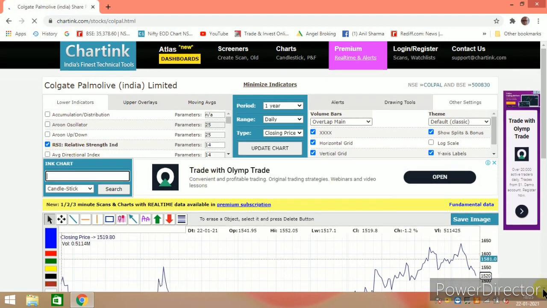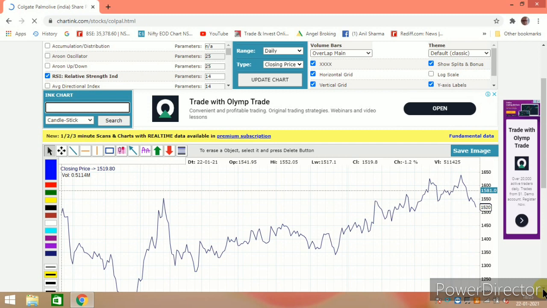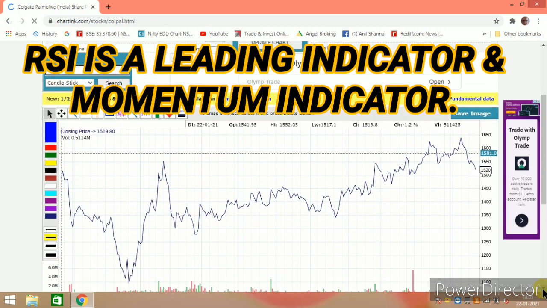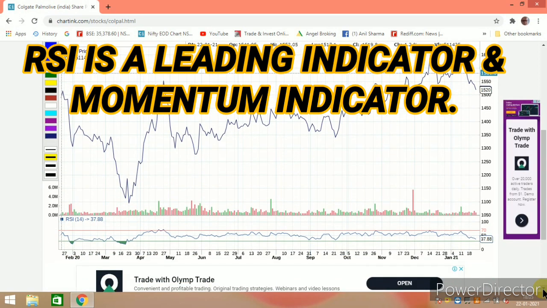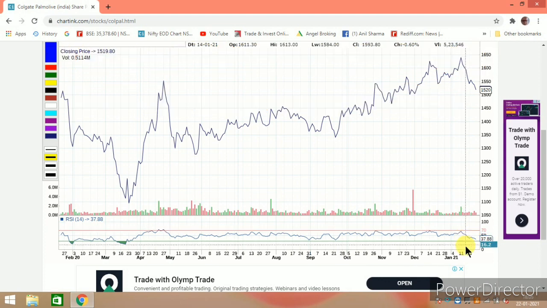So friends, as I have already told you, RSI is a leading indicator and also a momentum indicator. Fine. Now if you see here, in the middle there is a 50 point, this is 30, this is 70. So this fluctuates between RSI 0 to 50 and 50 to 100. Now below 30 it is known as oversold zone, and above 70 it is known as overbought zone.